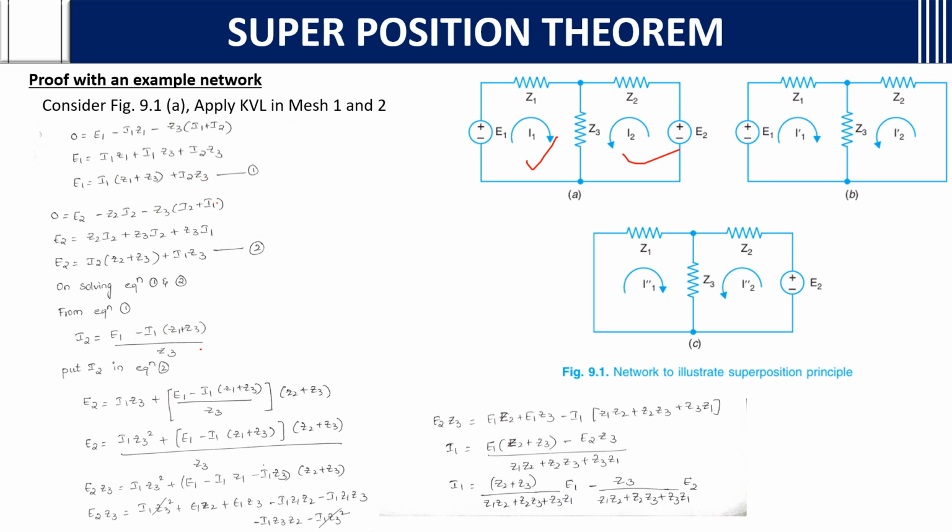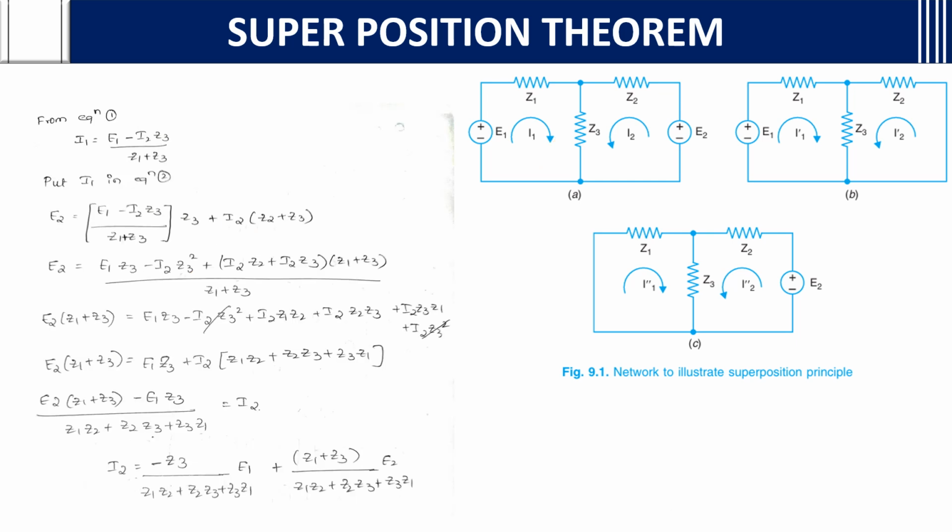Now we got I1 as this. Now we will take I1 from equation 1. I1 is equal to E1 minus I2 Z3, divided by Z1 plus Z3. Put I1 in equation 2. Initially we took I2 terms, but now we take it in terms of I1 and put it in equation 2. What will you get now?